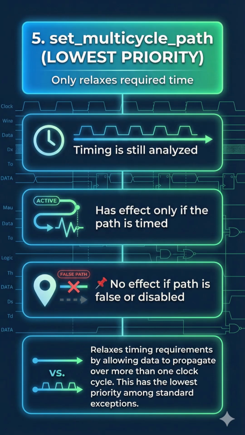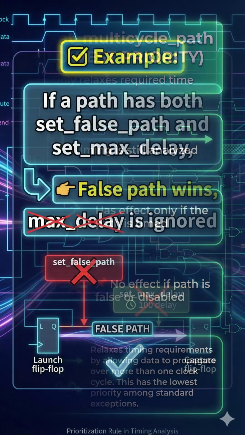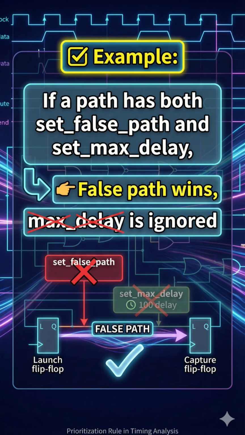Important rule: remember, if a path has both set_false_path and set_max_delay, the false path always wins. PrimeTime ignores max_delay completely.